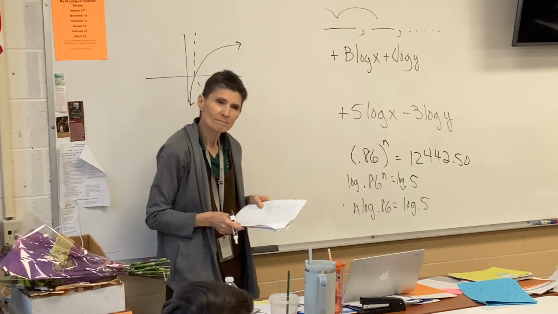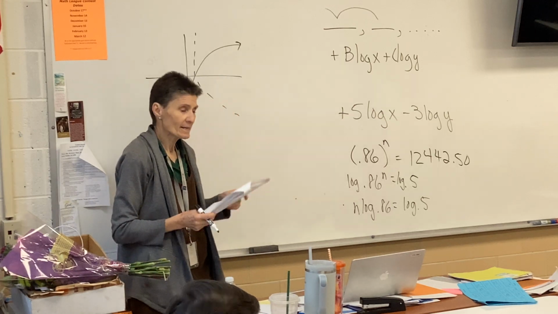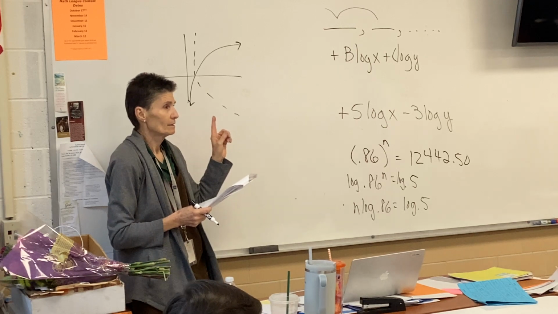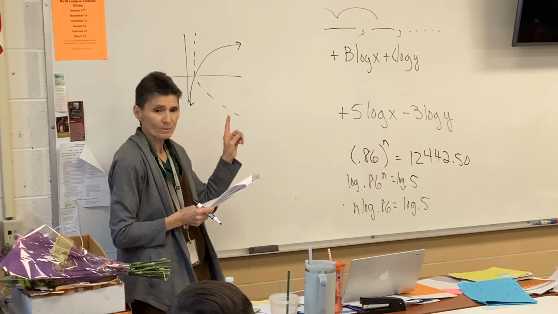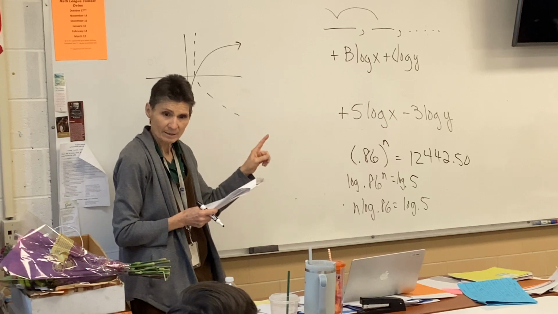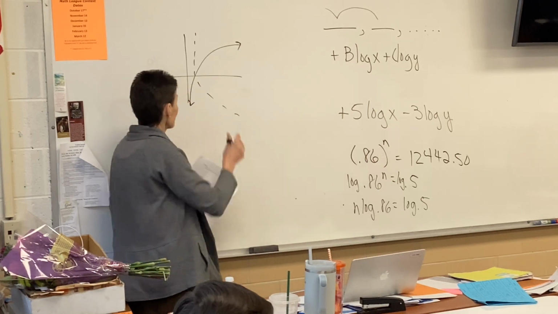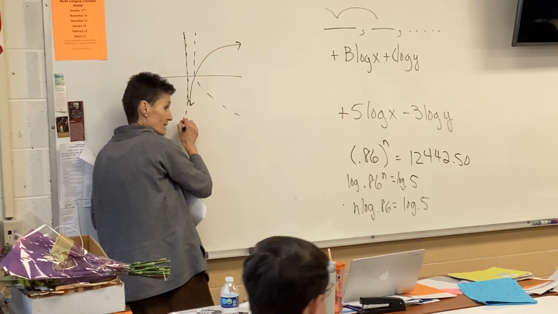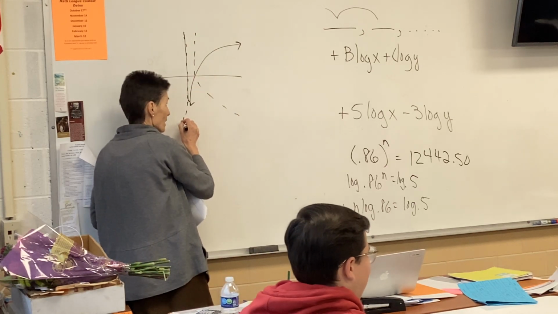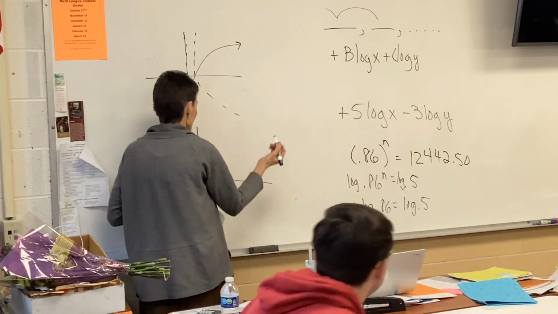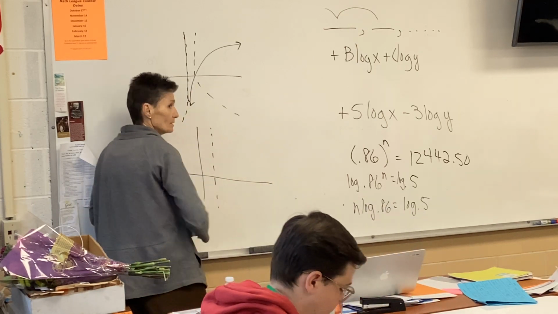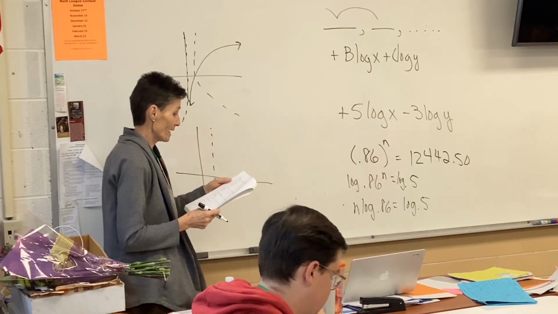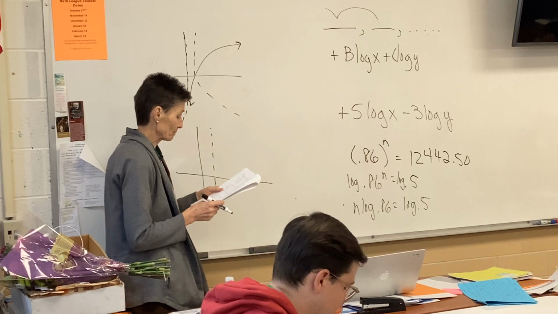A. Why is it A? The asymptote has been shifted 2 units to the right. So the asymptote normally is at x equals 0. But this asymptote, you don't see it, but it's shifted over this way clearly, and so it has to be A. Very good.